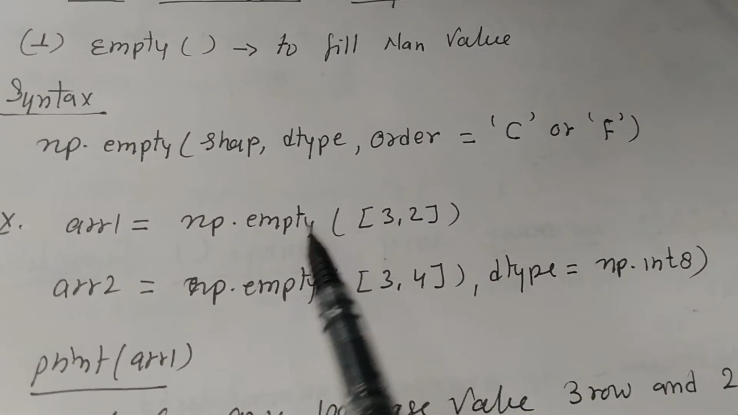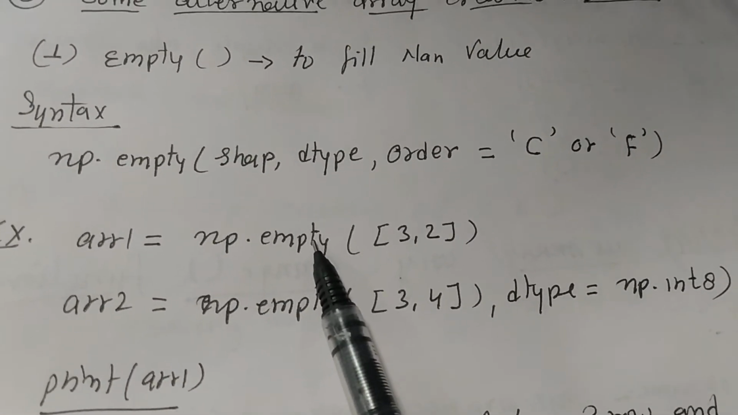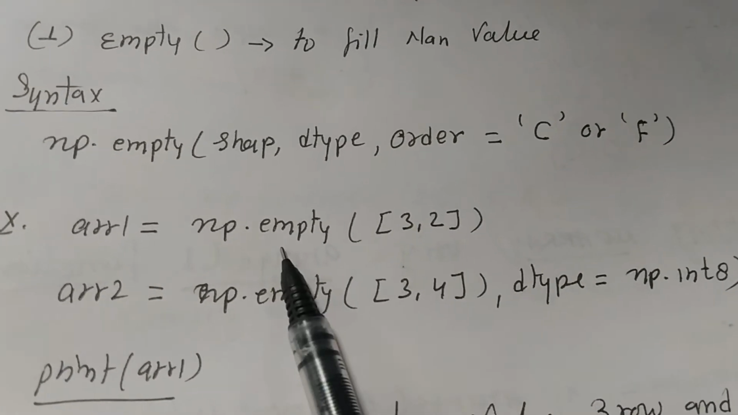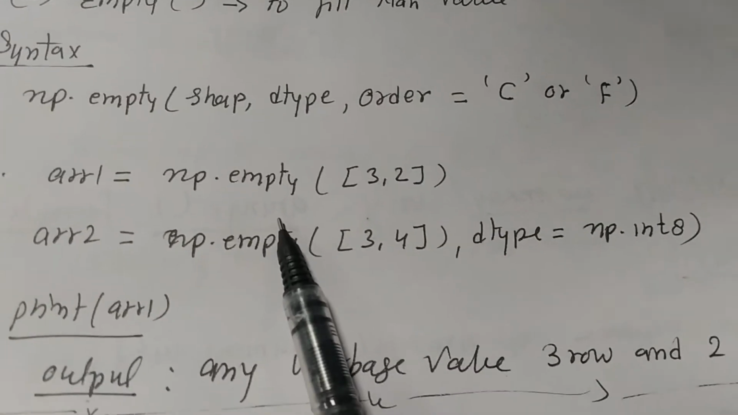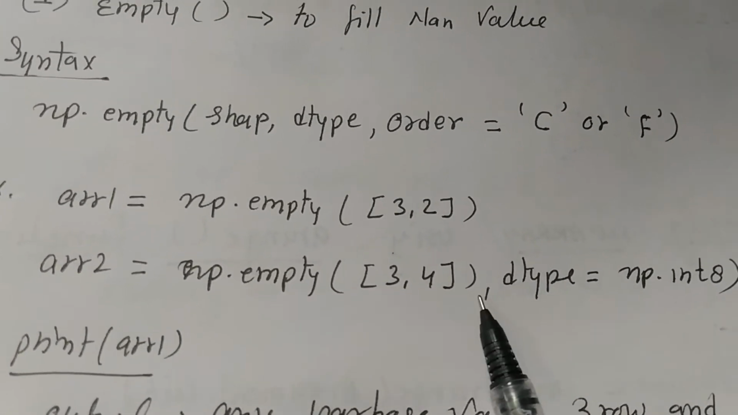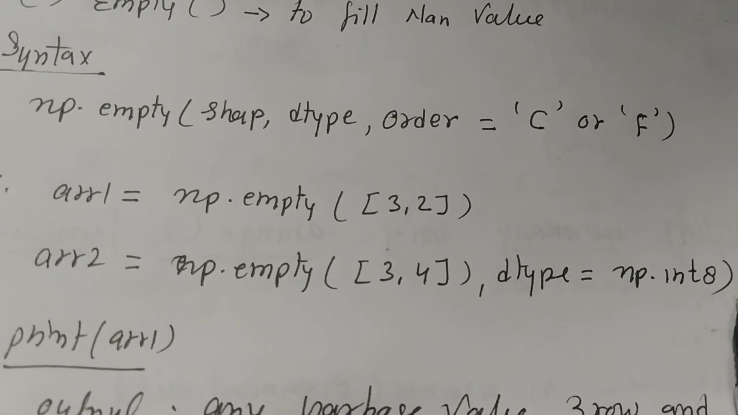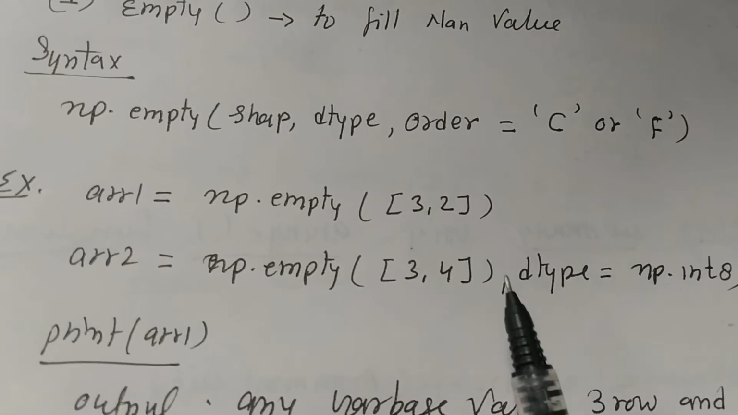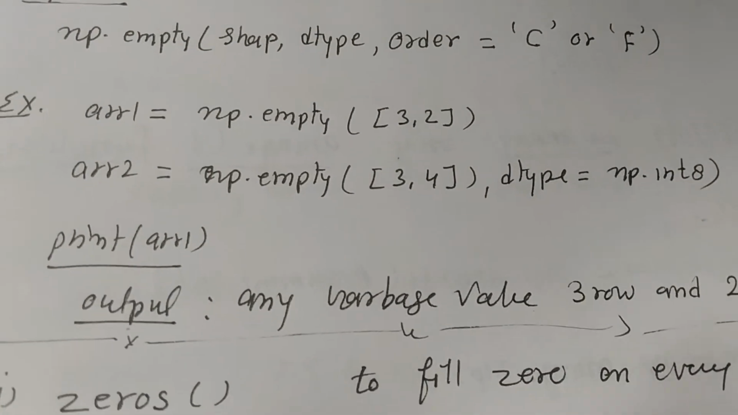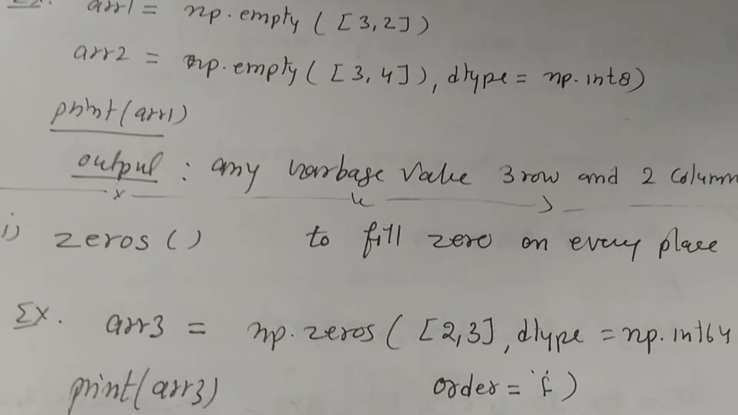Clear? So here we are giving np.empty(3, 2), meaning 3 rows and 2 columns must be empty. So the empty answer will be there. And here we are giving np.empty(3, 4) with data type np.int8. So 3 rows and 4 columns.